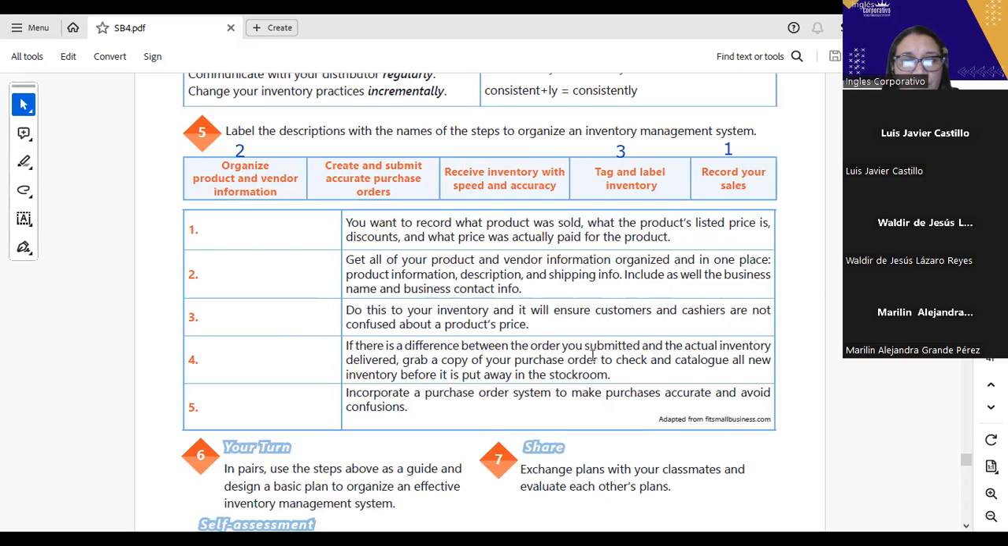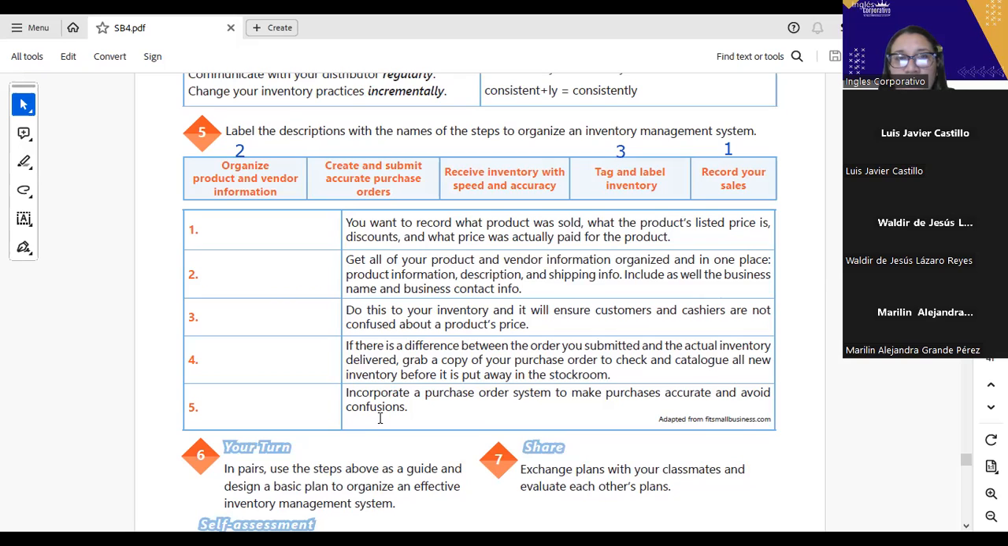If there is a difference between the order you submitted and the actual inventory delivered, grab a copy of your purchase order to check and catalog all the new inventory before it is put away in the stock room. Create and submit accurate purchase orders. That should be create and submit accurate purchase orders. Just look at the next one. Incorporate a purchase order system to make purchases accurate and avoid confusion.